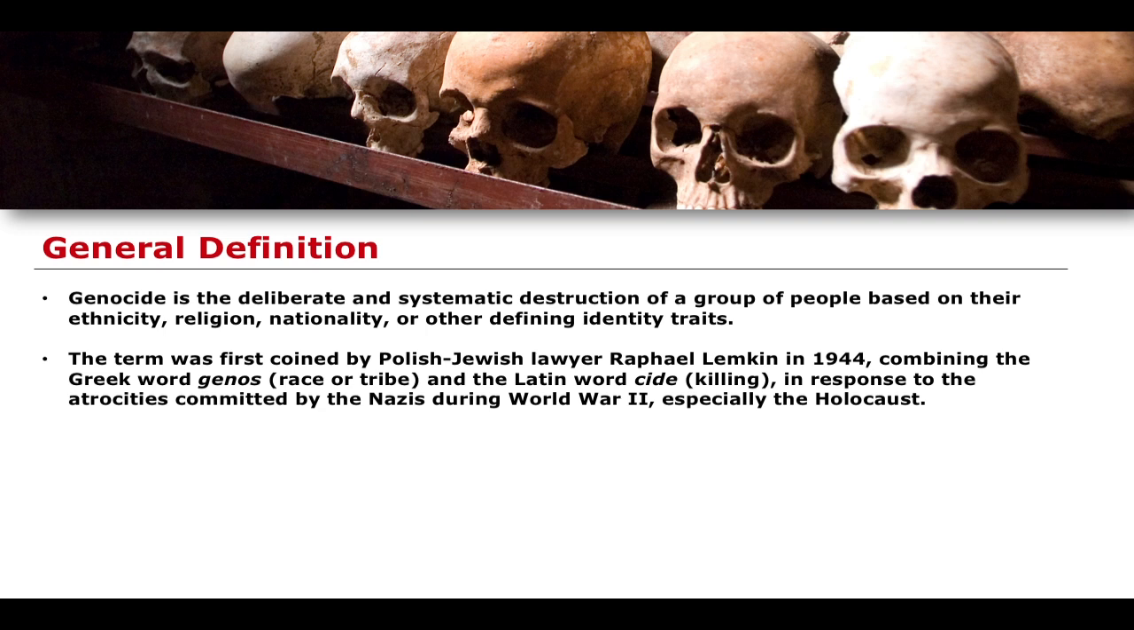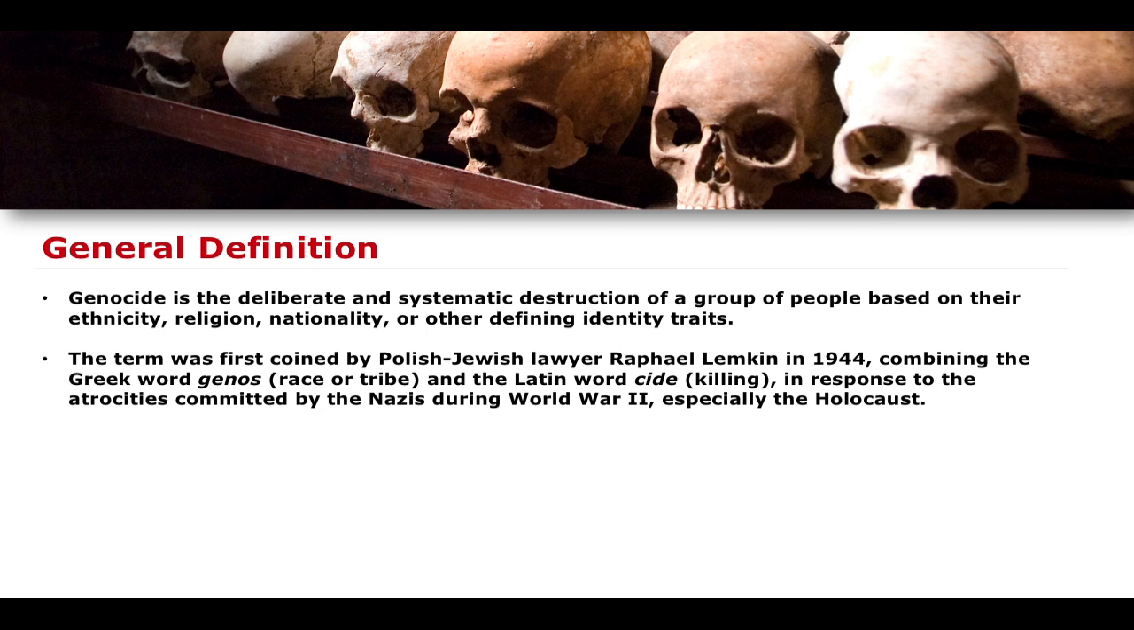Now, the term was first coined in 1944 by Polish Jewish lawyer Raphael Lemkin, who basically combined the Greek word genos, which means race or tribe, and the Latin word cida, which means to kill. So, for example, infanticide is the killing of children, or homicide is just the killing of people. And what this was in response to was trying to define the events that were taking place during the Second World War, committed by the Nazis.